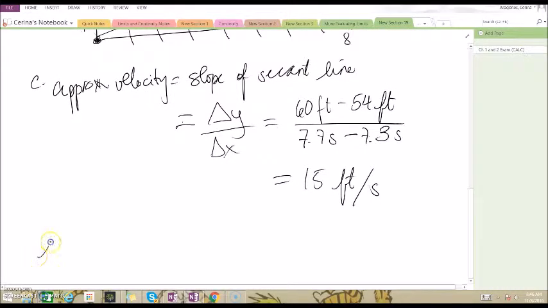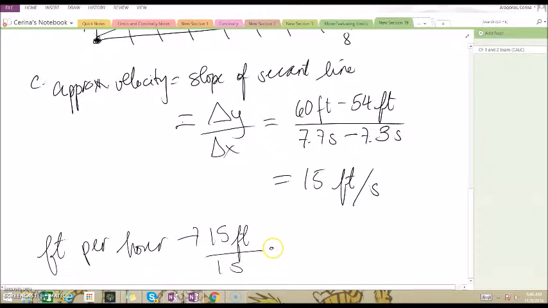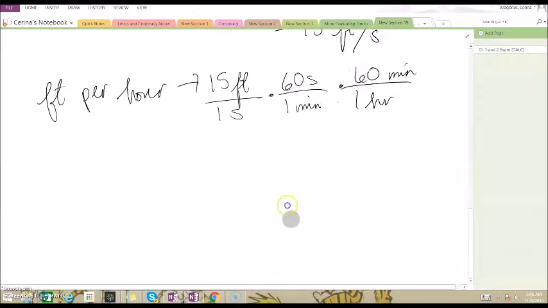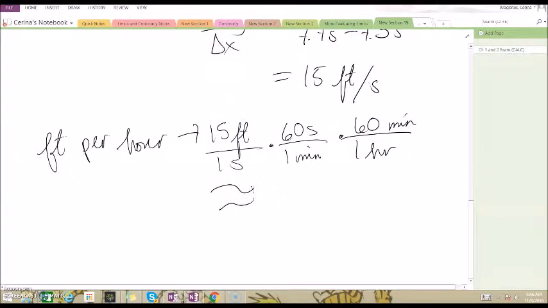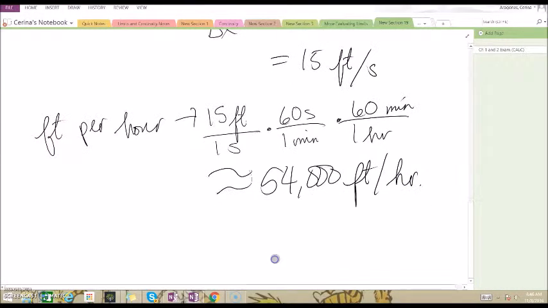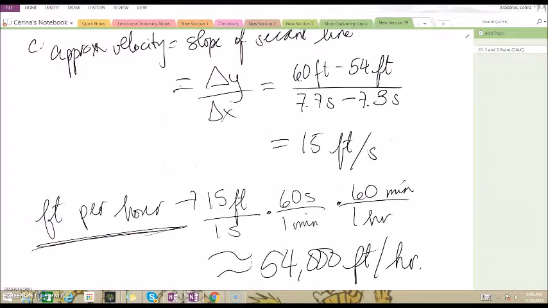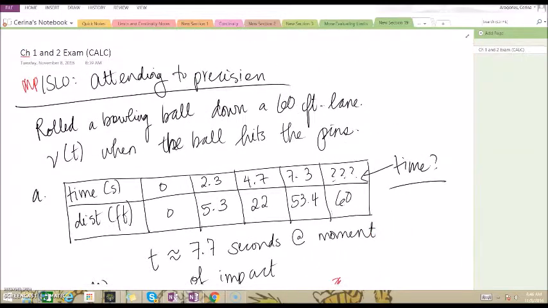The problem asked for feet per hour, so you had to convert this: 15 feet per second times 60 seconds per 1 minute times 60 minutes per 1 hour, which leads to 54,000 feet per hour. Some of you converted this into miles per hour, which was fine, but I wanted to at least see feet per hour. Okay, so that was the first calculator problem.